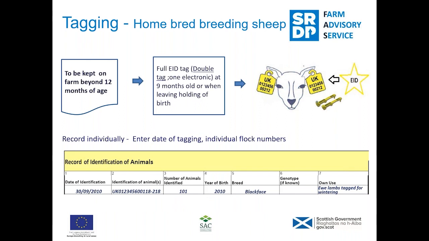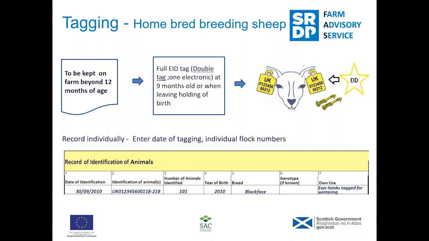So, tagging homebred sheep. If you intend to keep the animal beyond 12 months of age, you must give the animal full EID tags. So one must be a double tag, one must be an electronic tag, and the other a non-electronic tag.